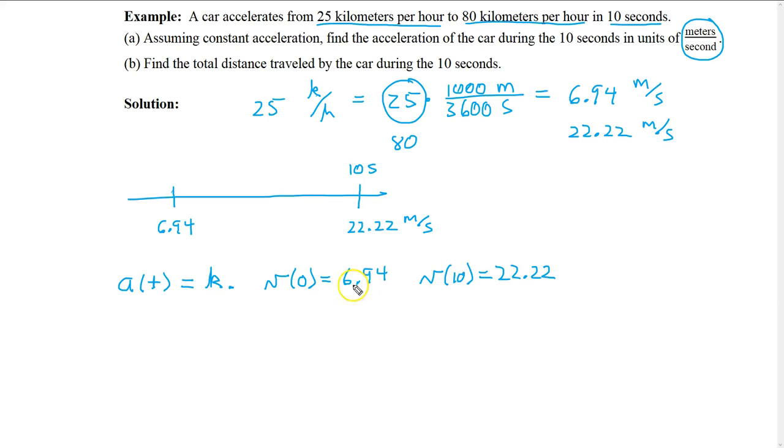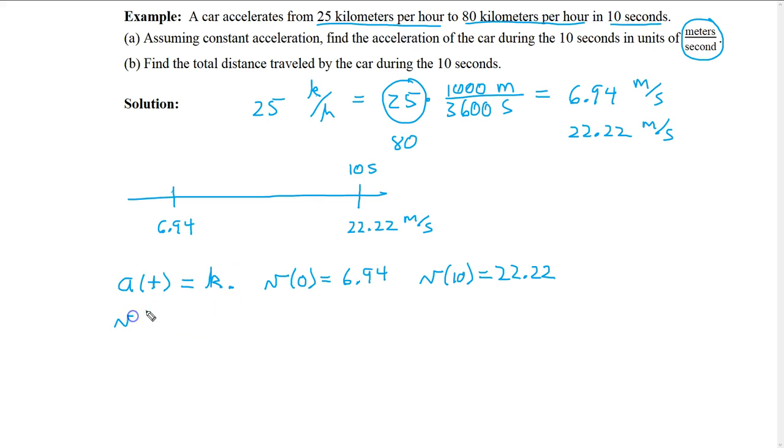So perhaps we can use these two pieces of information to solve for that k. Well, in order to do that, we need to find the velocity function here. So what we need to do is take the antiderivative of this, because the acceleration is the derivative of the velocity. So if we're given the acceleration, to find the velocity, we need to take the antiderivative of the acceleration.